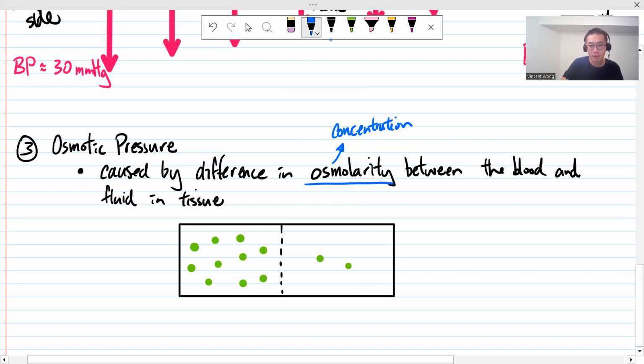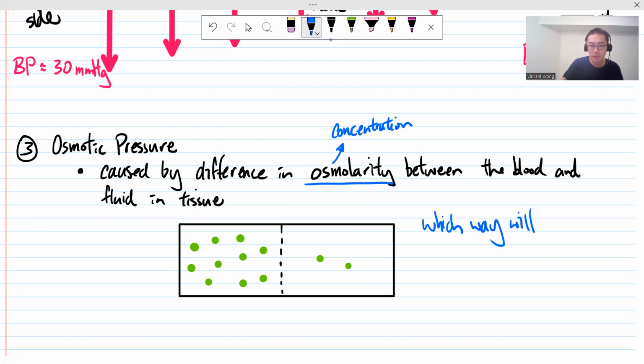Okay, so my question to you is, which way will water move? Let's just make the thing a little bit higher. Okay, let's do a poll. Which way will water move? Is it right to left? You know what? Let's just say, is it this way or is it this way?